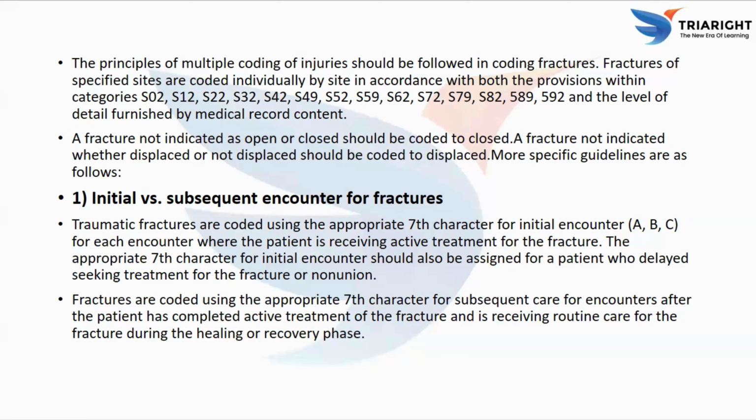Then coming to subsequent encounter for fractures. When to use subsequent encounter? When active treatment is completed and the patient is in the healing or recovery phase. Examples are follow-up visits, cast change or removal, X-ray to check the healing and physical therapy. So seventh characters for subsequent encounter may include D for routine healing, G for delayed healing, K for non-union or P for malunion.